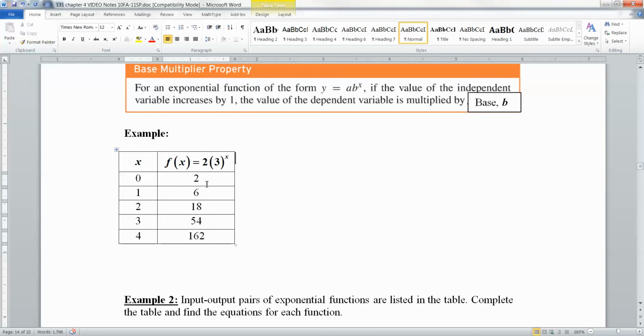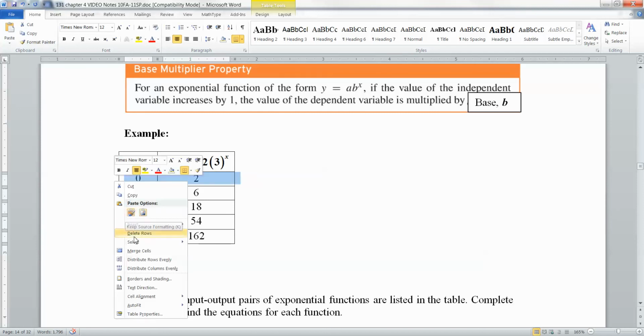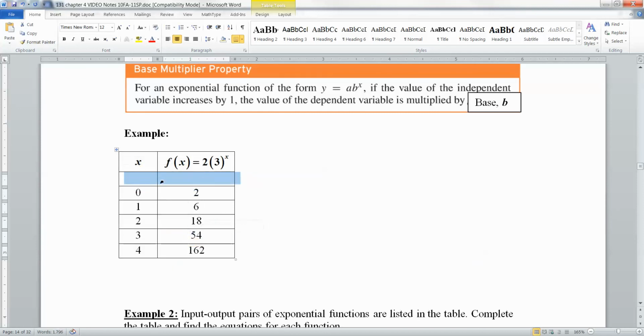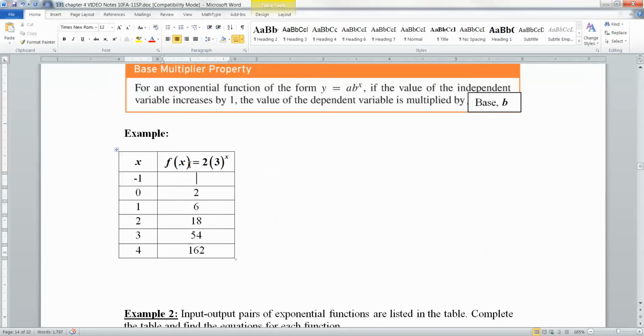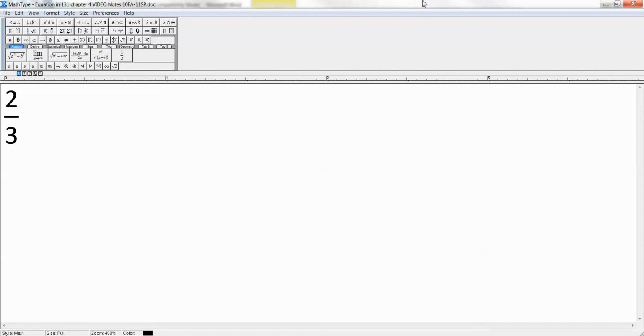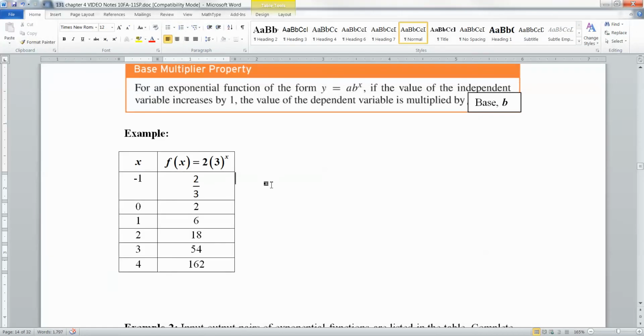So for example, look at this one right here. 2 times 3 to the x. So you'll notice it starts at 2, 0, 2, which it didn't have to for the record. I'll just insert a row right here. If it had been -1, that would have been, oh, not that button, 2/3, believe it or not. Okay, and then the next one would be 2/3 times a third, and so on.